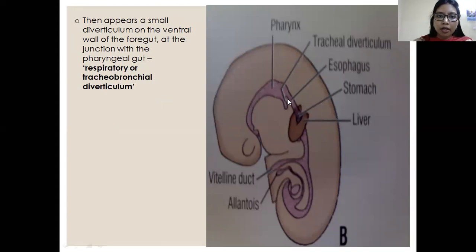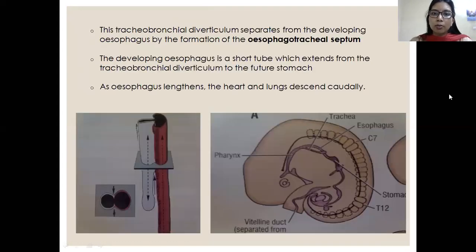A small diverticulum appears on the ventral wall of the foregut at the junction with the pharyngeal gut. This is called the tracheobronchial diverticulum. This tracheobronchial diverticulum separates from the developing esophagus by the formation of a septum, which you can see here, called the esophagotracheal septum. The developing esophagus is a short tube which extends from the tracheobronchial diverticulum to the future stomach.